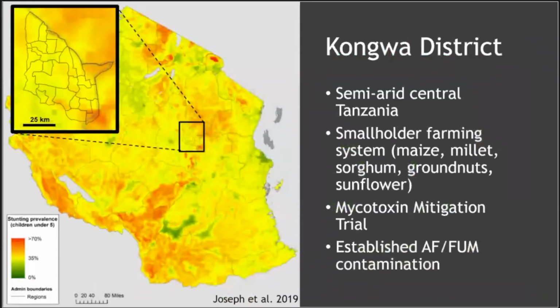And so the study site is Kongwa District here in central Tanzania. And Kongwa District is a semi-arid smallholder farming system. We have collaborators working on a childhood nutrition trial there. And as part of that work, we've established this contamination by both aflatoxin and fumonisin. And so I'm just showing here that childhood stunting, which is what this trial is looking at, is elevated in Kongwa and across all of Tanzania.